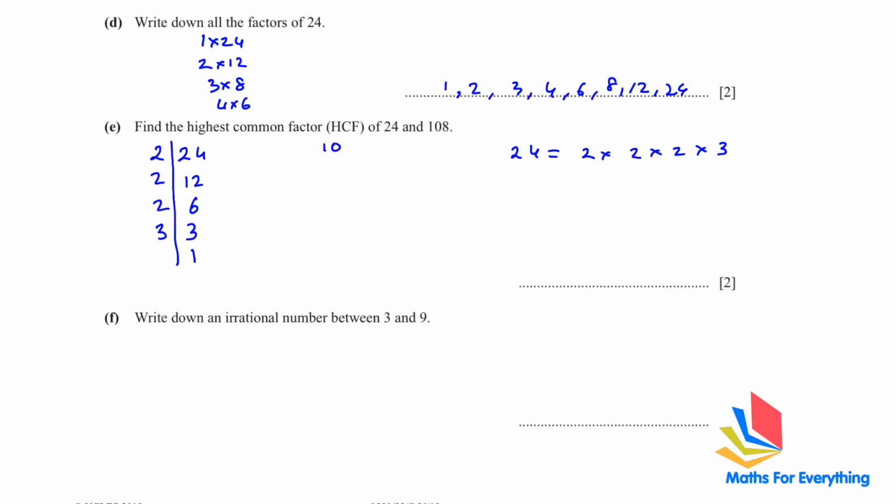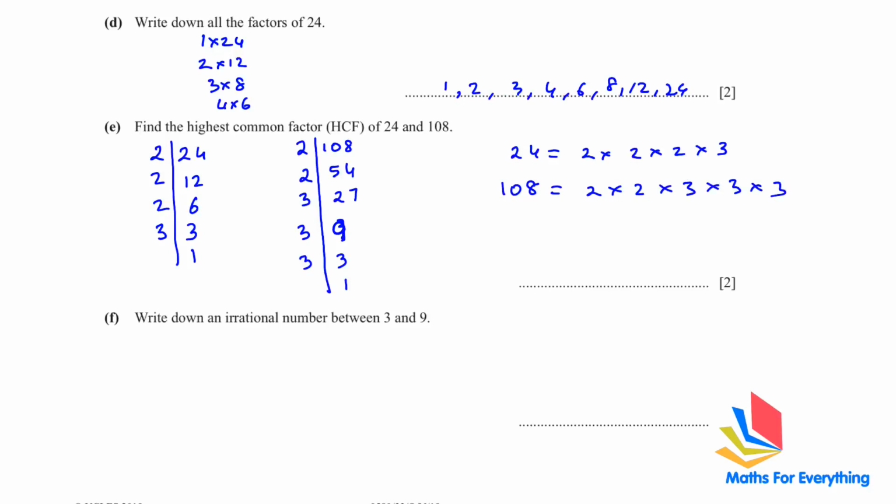And then 108. So we divide by 2, you will get 54. Divide by 2 again, 27. Now you can divide by 3. 27 divided by 3 is 9. 9 divided by 3 is 3. So 108 is 2 times 2 times 3 times 3 times 3. What is common? We circle it. The ones which are common, we are going to multiply them. 2 times 2 times 3 is 12. 12 is the highest common factor of 24 and 108.